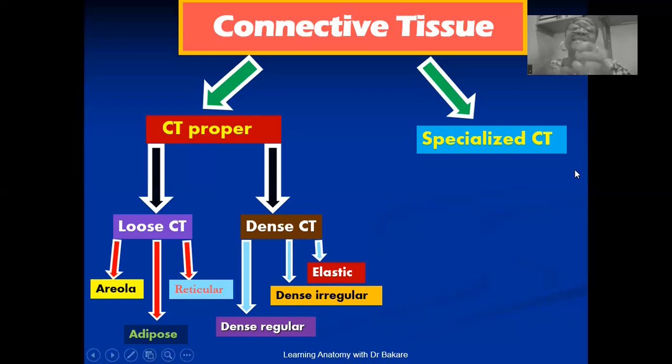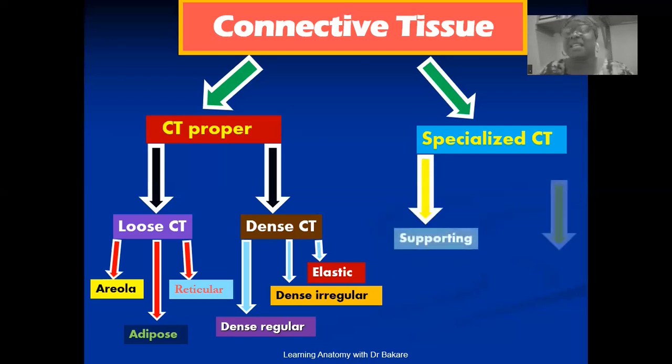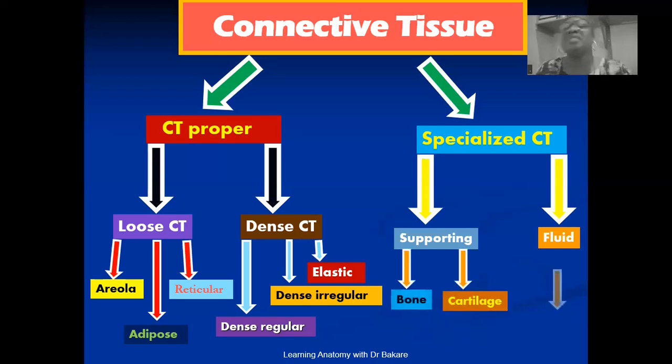Then finally, the second major subgroup of the connective tissue. Remember when we started with this slide, we said that the connective tissue can be connective tissue proper, which presents a general orientation, then the specialized connective tissue, which of course are distinct in their own configuration. For the specialized connective tissue, we have the supporting specialized connective tissue, and we have the fluid specialized connective tissue. For the supporting specialized connective tissue, we have the bone and the cartilage. Then for the fluid type of specialized connective tissue, we have the blood. So these are the subdivisions of the specialized connective tissue.